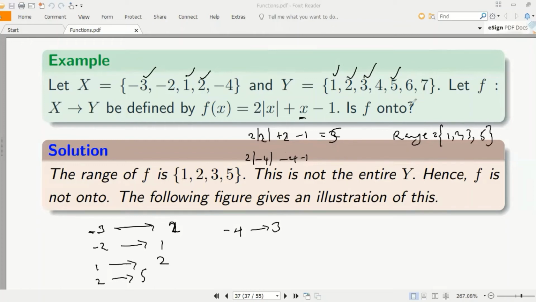The codomain also has 4, 6, and 7. So the range is not the entire codomain, and therefore that means this function f is not onto, and that's what I was saying. My answer here is that the range is a set comprising 1, 2, 3, 5. This is not the entire y or the entire codomain, hence f is not onto.